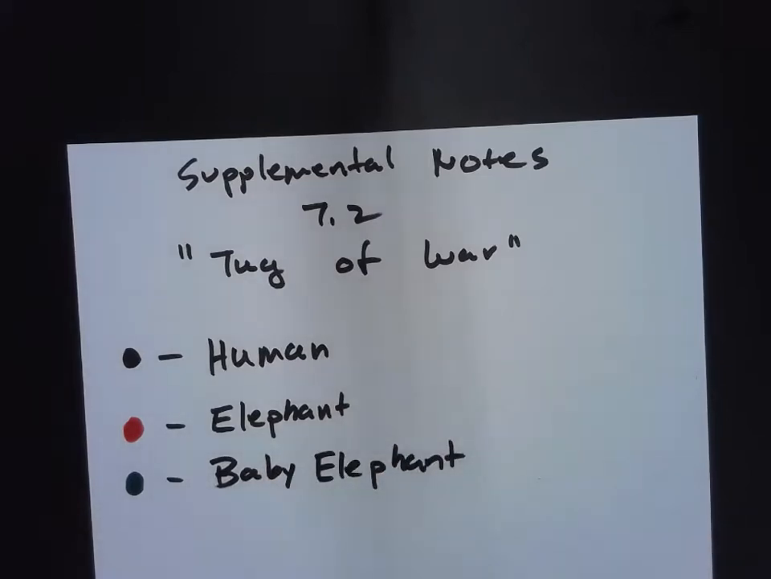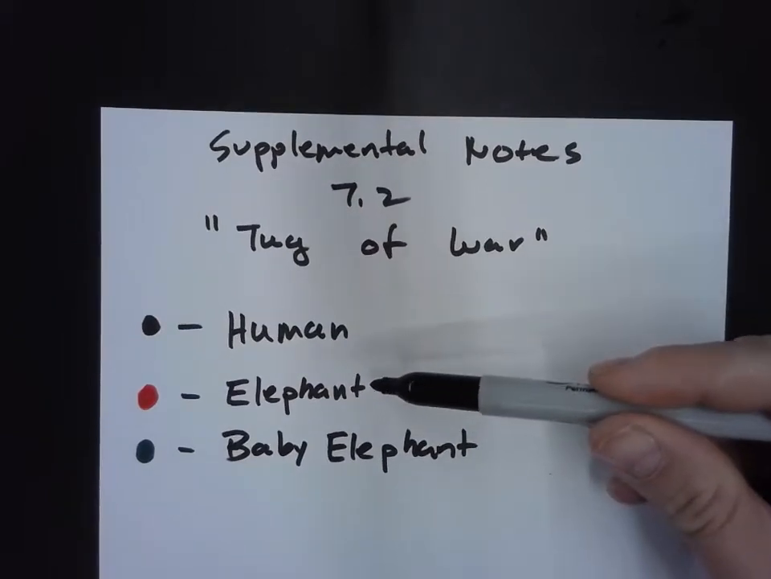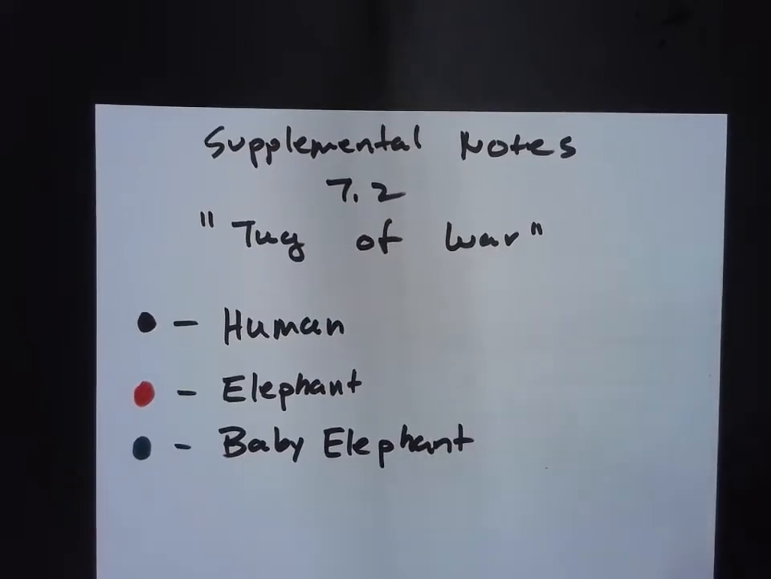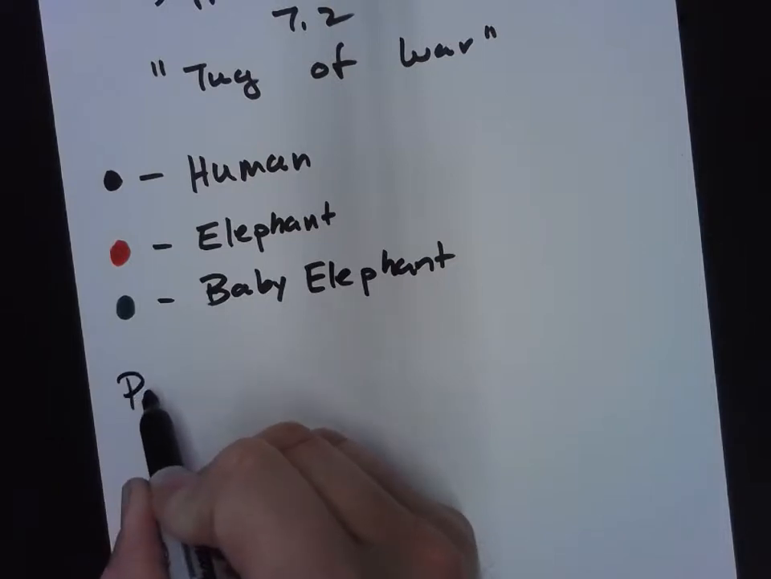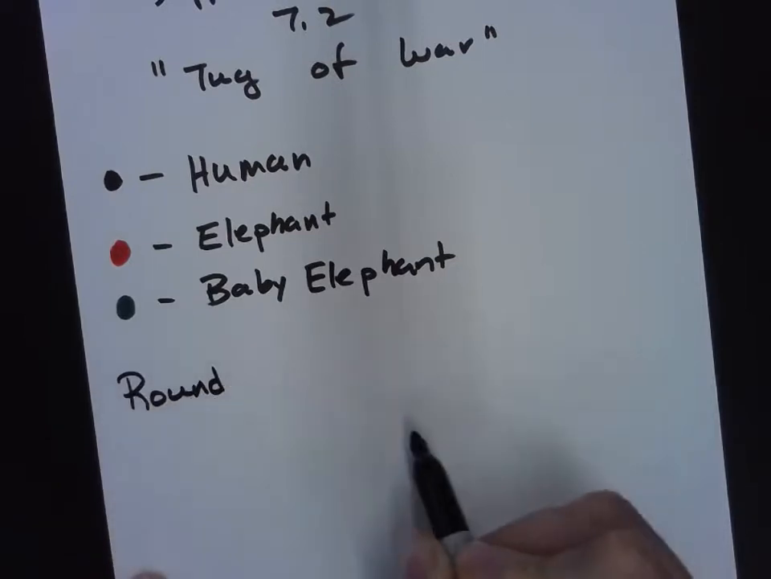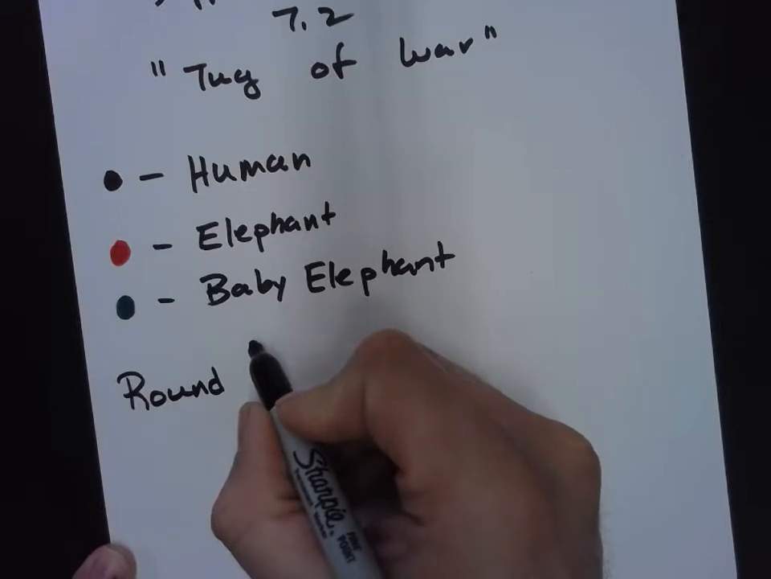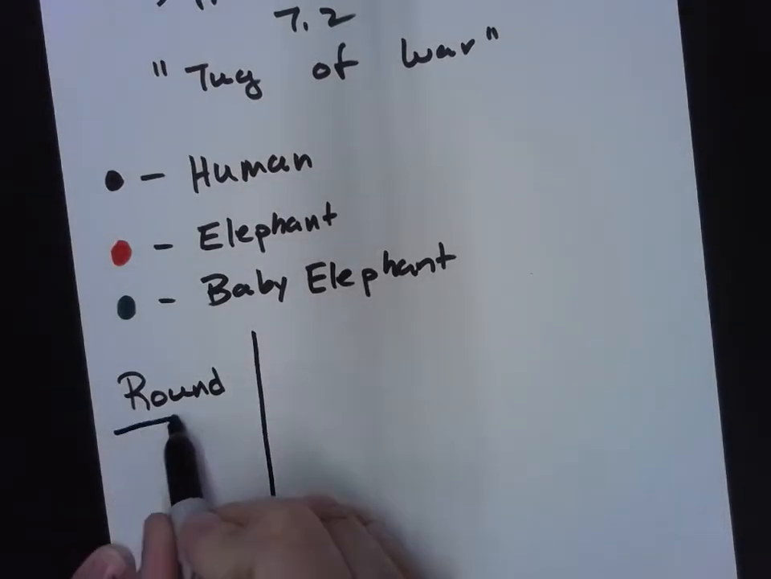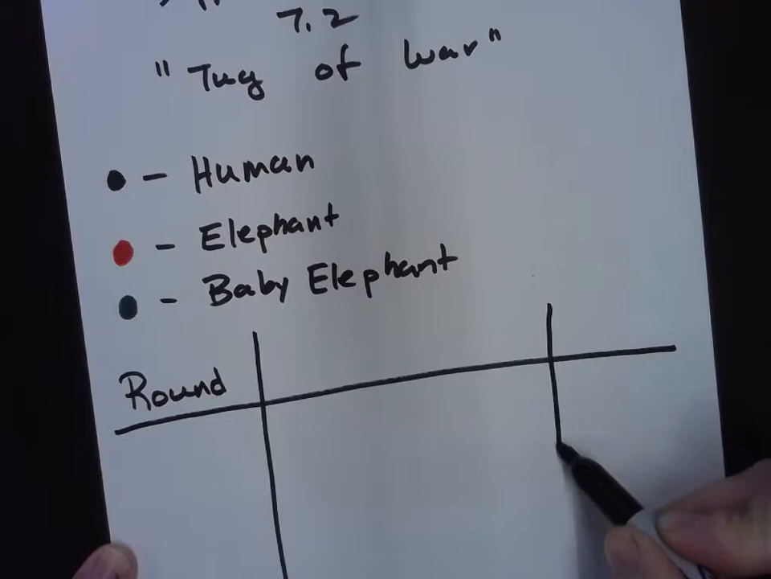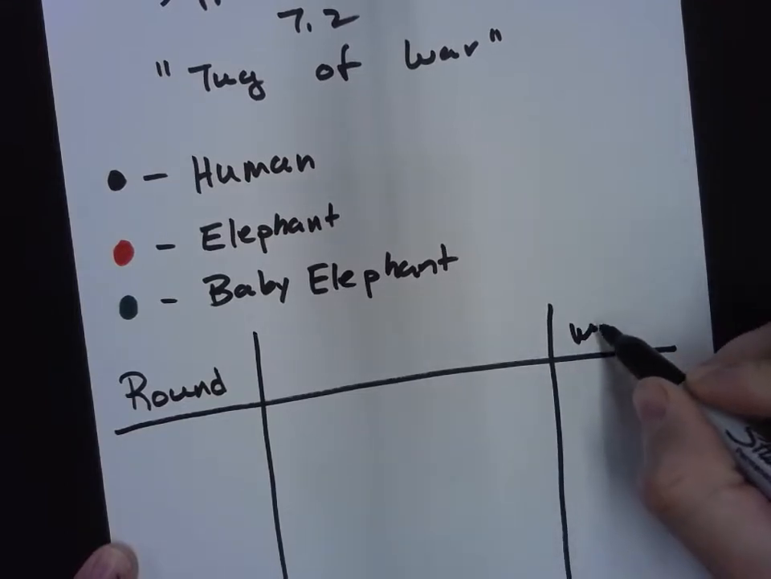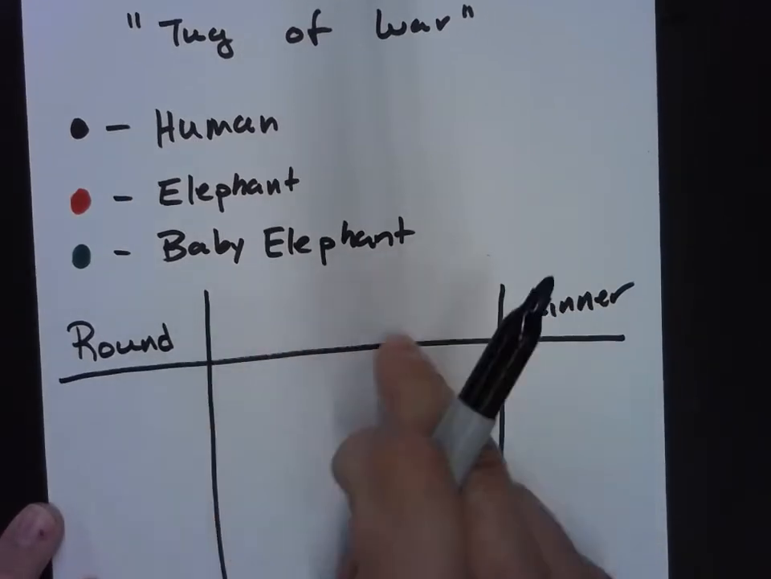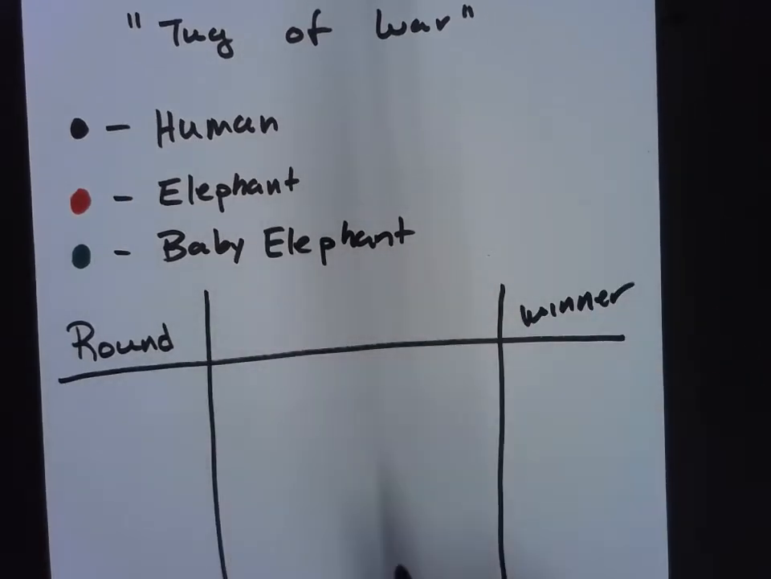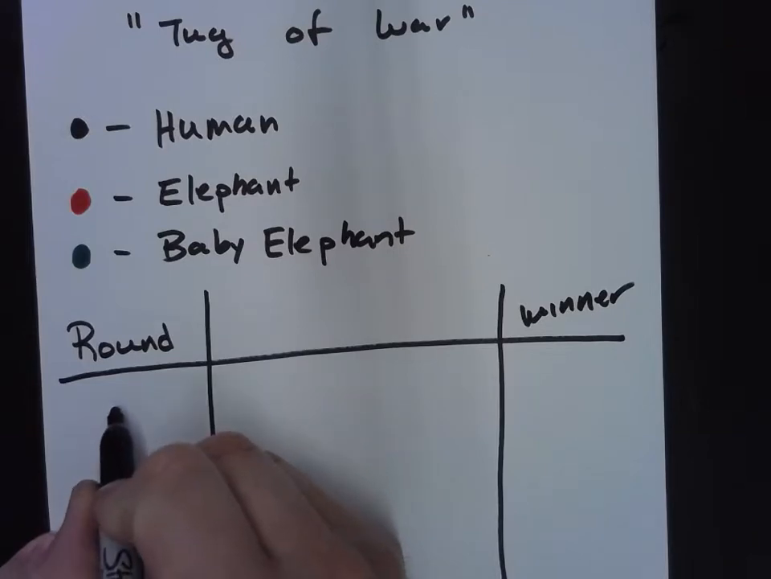So, just to reiterate, we've got humans, we've got elephants, and we're also going to include baby elephants in these tug of war battles. And in the first, we're going to go ahead and draw a chart like this. We're going to say round, so we got round number, and the winner. We don't have to write in here, you can just leave that blank. We don't need to do anything there. All right, so in round one, here's what we got.